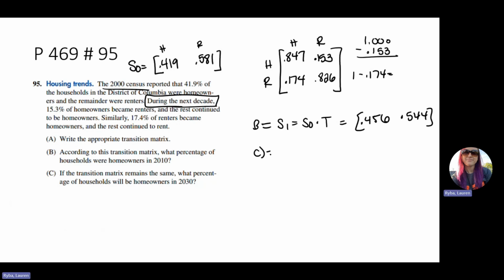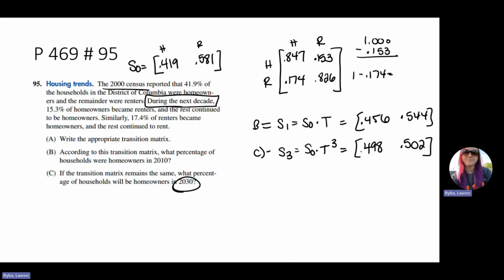For C, 2030 means I want to find state 3 because 30 years has passed. That is 3 decades. So I'll take state 0 times the transition cubed. And for that, I got 0.498 and 0.502.